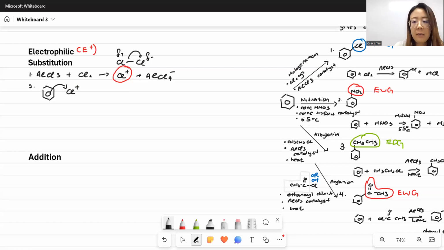Okay, and then one of the pi bonds will open up. There are 3 pi bonds. One of the pi bonds will open up, and therefore I put the chlorine. Now we draw a half circle and a positive charge in the ring to show that the positive charge is delocalized within the ring.